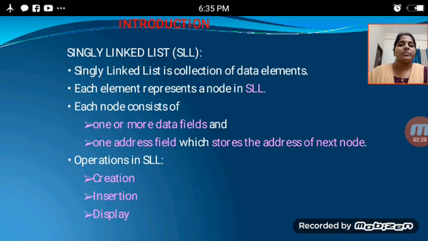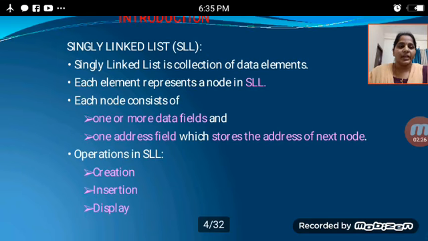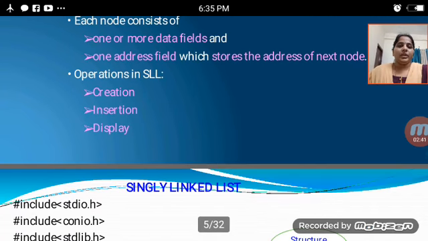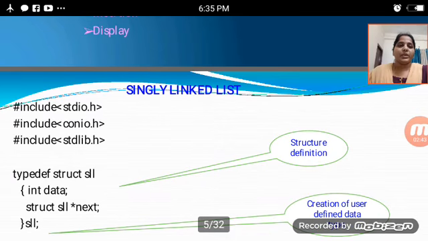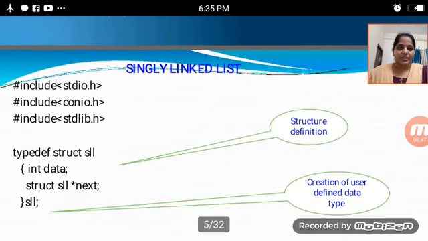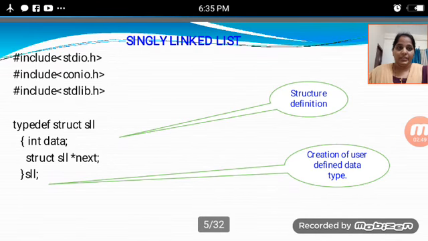Now, some operations can be done by using a single linked list. The operations are creation, then insertion, and then display. First, I am going to take an example program for these three operations: creation, insertion, and display.